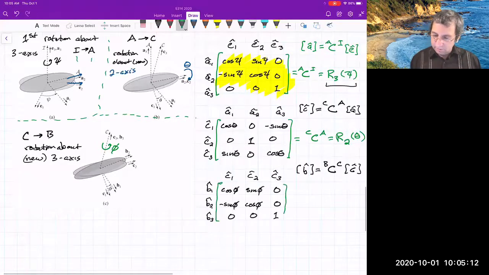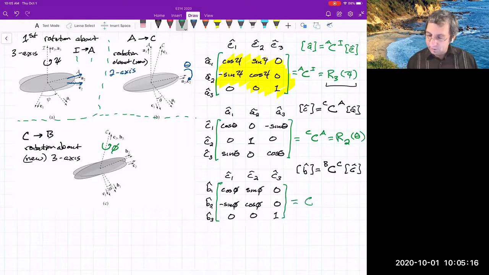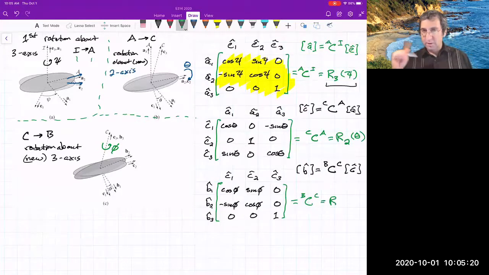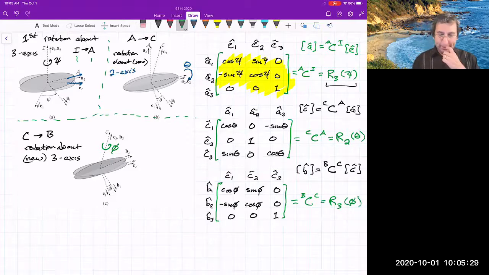Easy peasy lemon squeezy. Okay, this is CCB, and this is using our notation of these R matrices. It's rotation about the number 3 axis through an angle phi. Yay. Now what? Oh, because ultimately, what did we want?